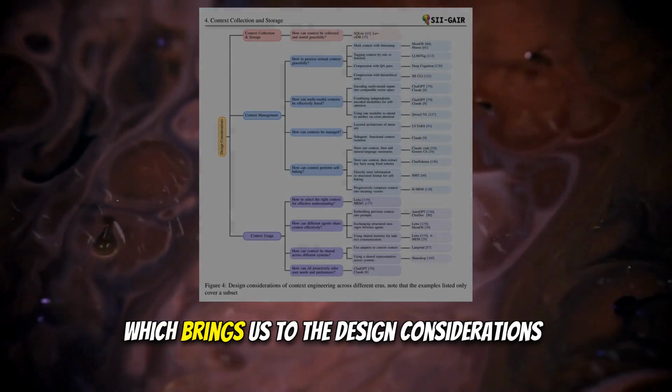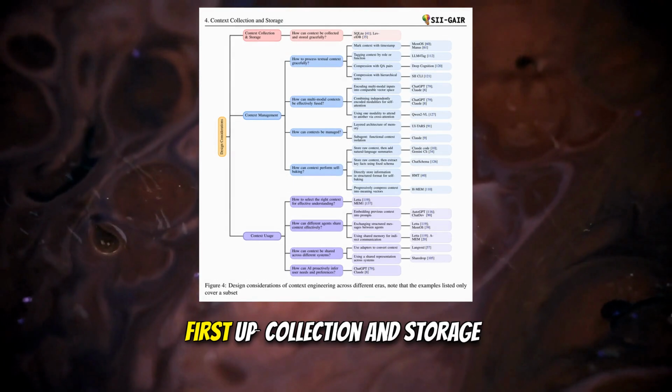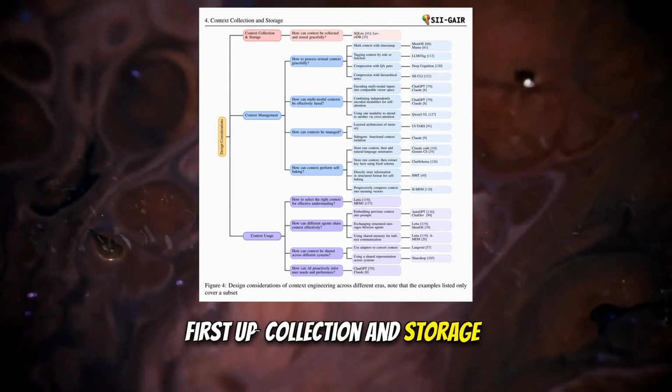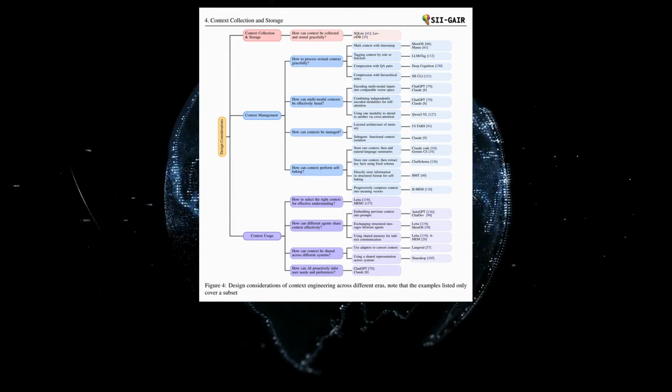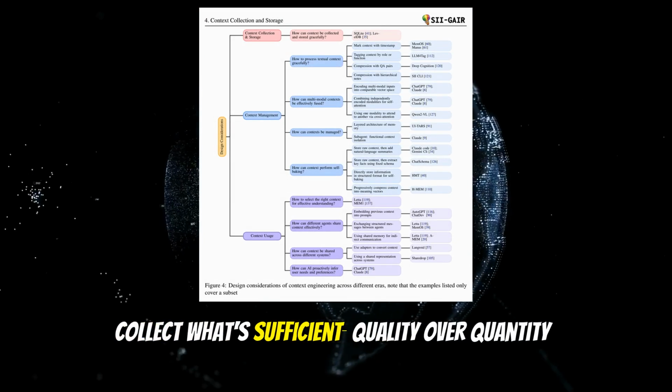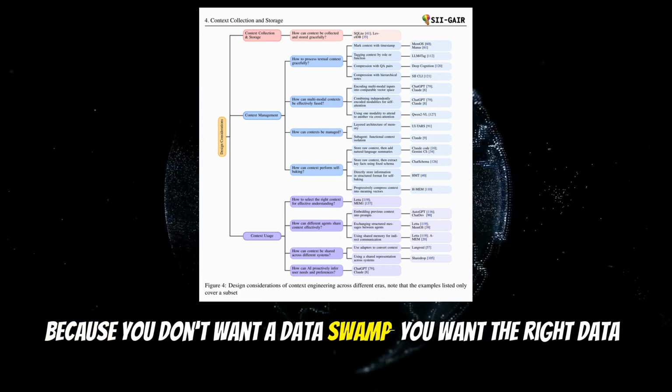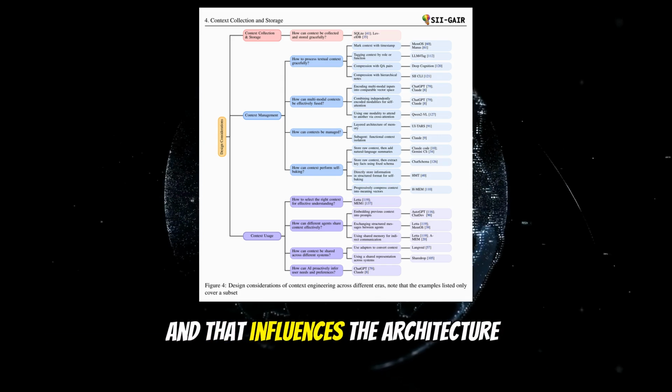Exactly. Which brings us to the design considerations. First step, collection and storage. And a key principle they introduce is minimal sufficiency. Right. Don't just collect everything. Collect what's sufficient. Quality over quantity. Because you don't want a data swamp, you want the right data. And that influences the architecture.